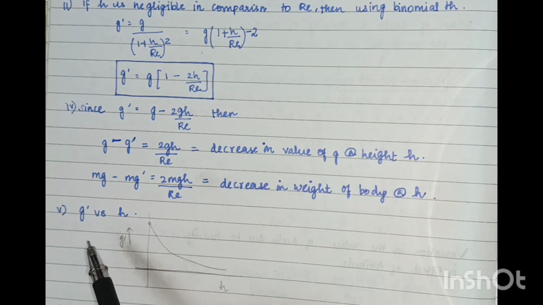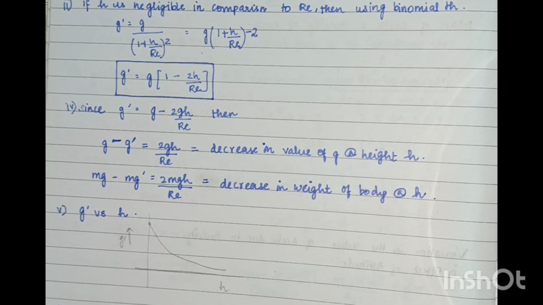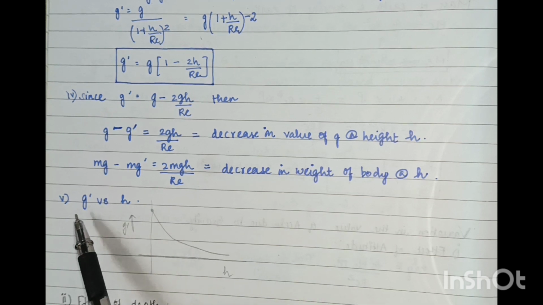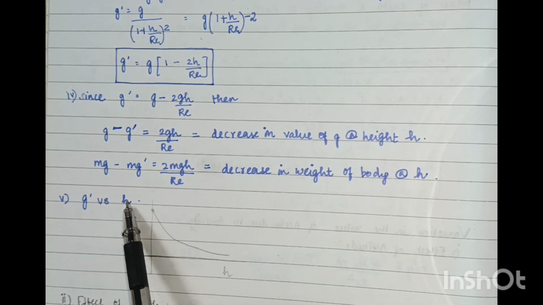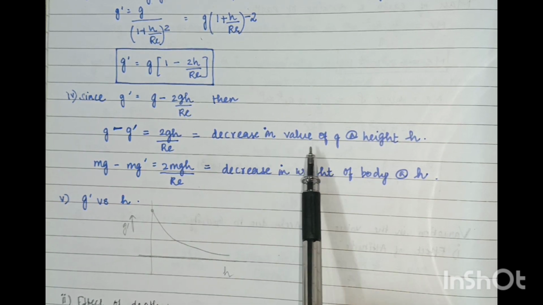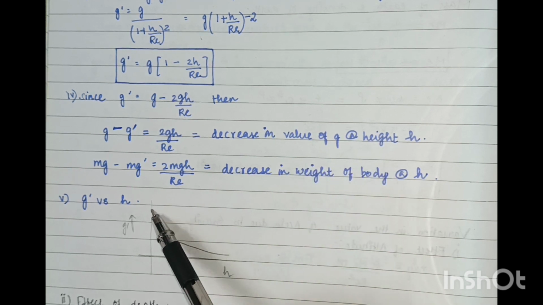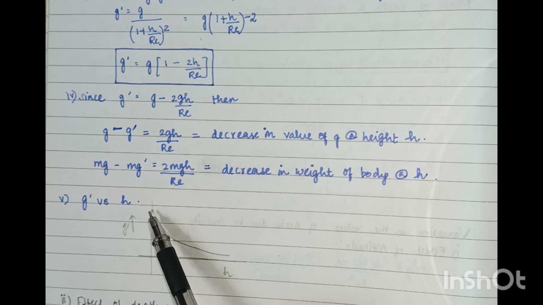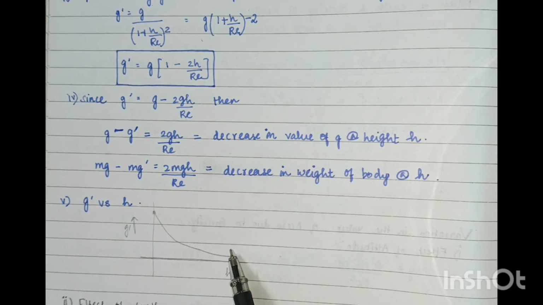Now what will be the graph between g dash and h? G dash versus H means the variation of acceleration due to gravity with height. As the height is increasing, we have seen that the acceleration due to gravity will decrease. So at the surface of the earth it is maximum, then it goes on decreasing with the height.